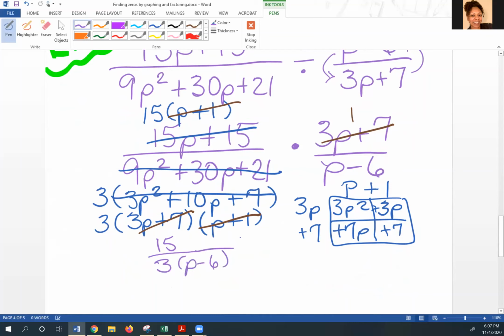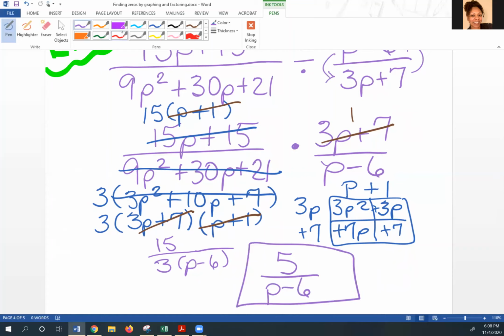And then I say, well, I can divide 15 and 3. When I divide it, my answer goes where the largest number is. So 15 divided by 3 is 5. And then I'm still left with, in the denominator, p minus 6. I can no longer simplify. So this is my final simplified answer.